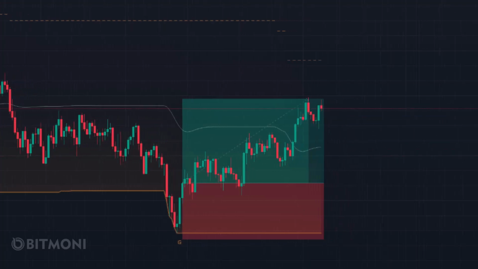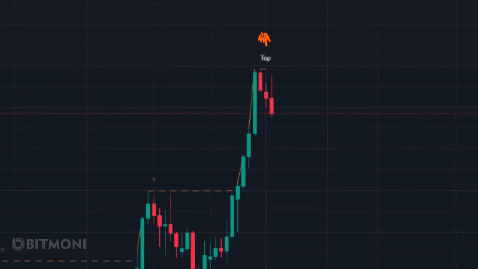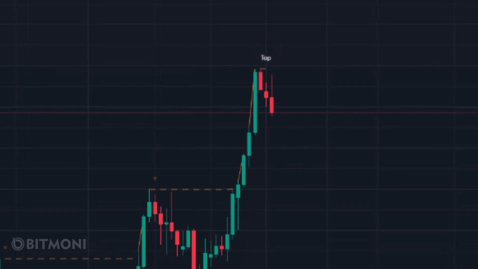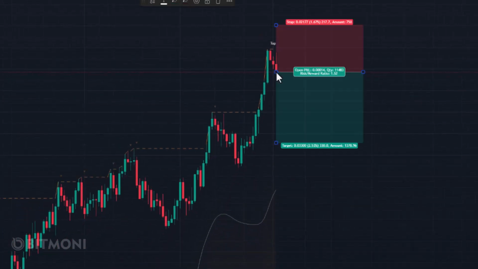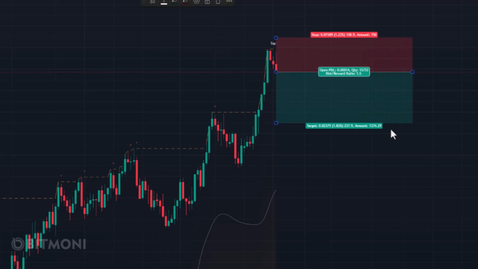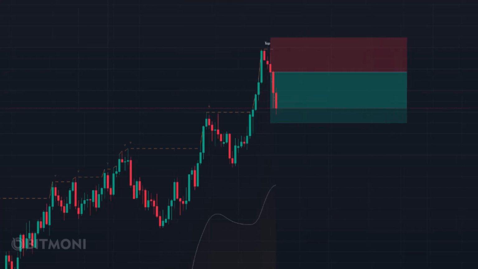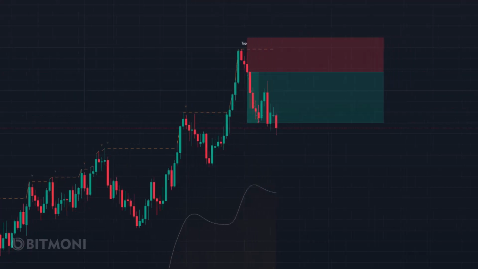And it was profitable. Now, here's a market top, which means we're supposed to open a short position. Place the stop loss above the upper channel. Take profit at 1.5 times the risk. Let the trade run, and as you can see, the trade was profitable.